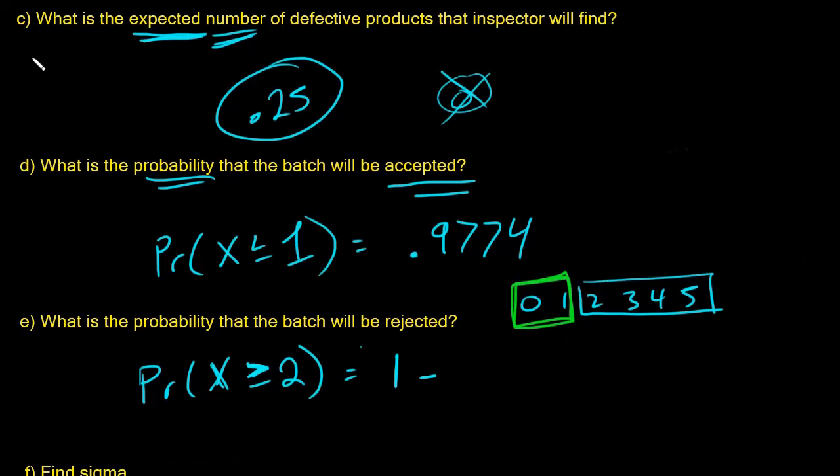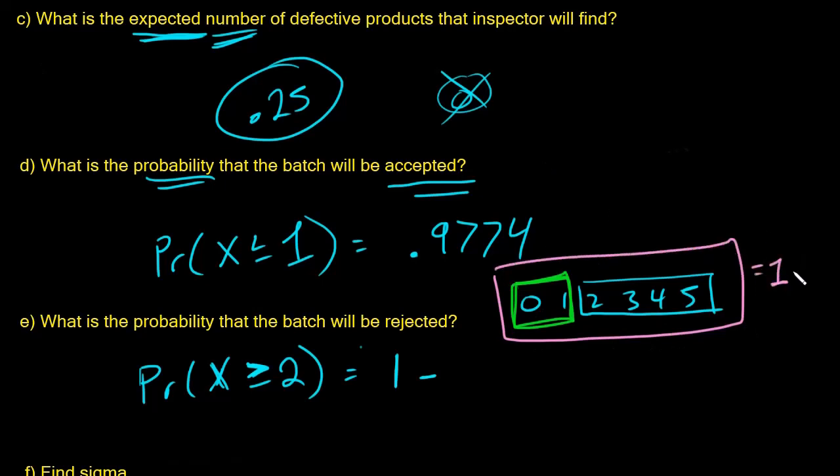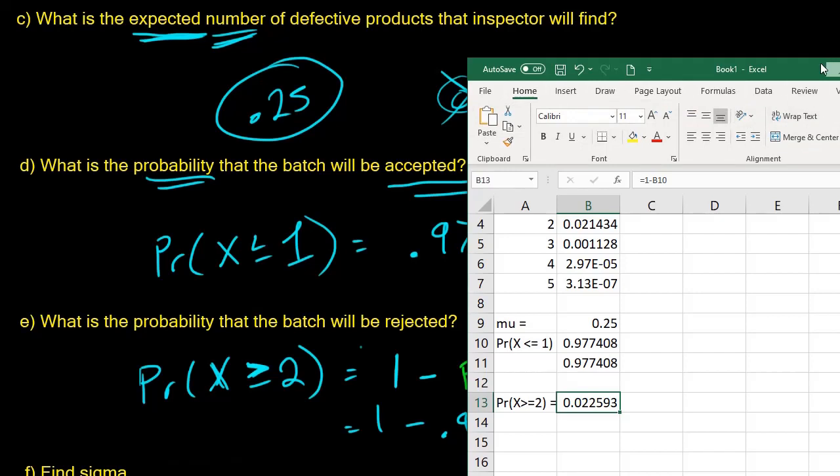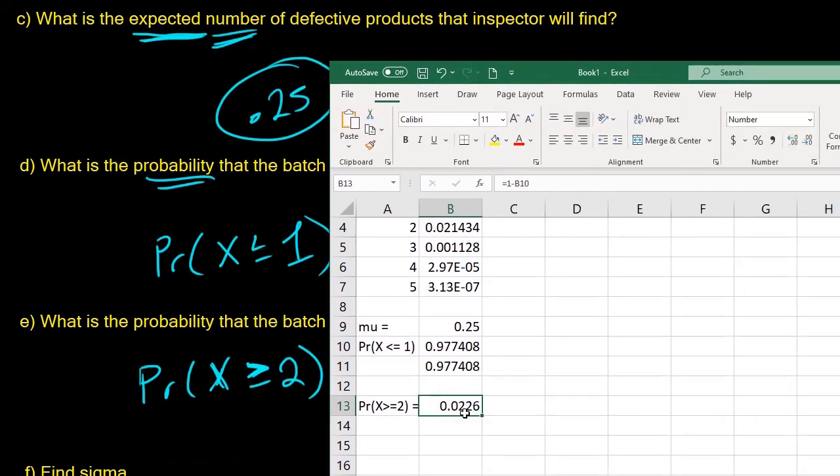So remember, the total probability is 1. So if you take off this green piece, then you'll be left with the blue piece. All right? So we already found the probability that x is less than or equal to 1, so I'll just take 1 minus that, and I'll get my answer. If I go to Excel, the probability that x is greater than or equal to 2 equals 1 minus this number here. Press enter, and we get 0.0226 if I were to round that. Remember, Excel will round for you. If I go home and press these little buttons over here, I can round to 4 decimals automatically. So 0.0226.